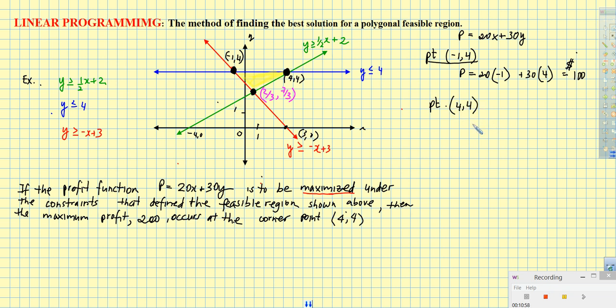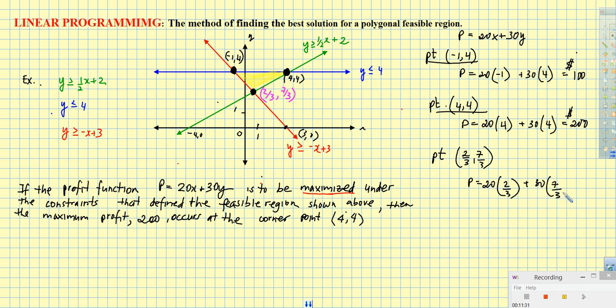let's do 4, 4 next. P, the profit, is equal to 20 times 4 plus 30 times 4, and that ends up giving me 80 plus 120, which is 200. There's my maximum profit. And if I put in the third point, just for the sake of being consistent, 2/3 and 7/3, then the profit is equal to 20 times 2/3 plus 30 times 7/3.